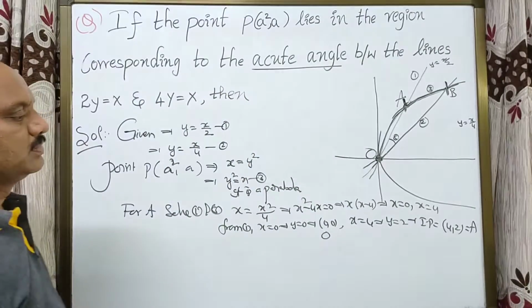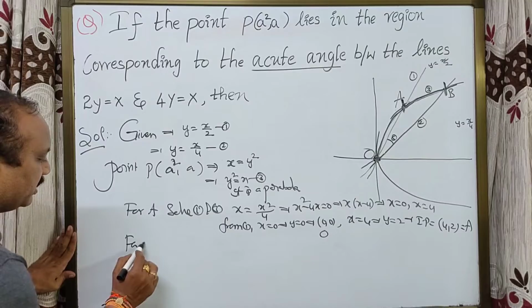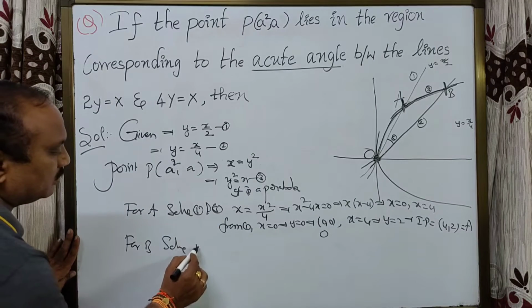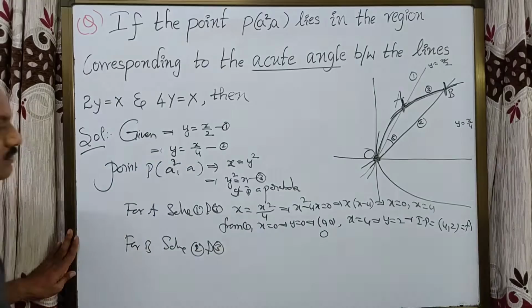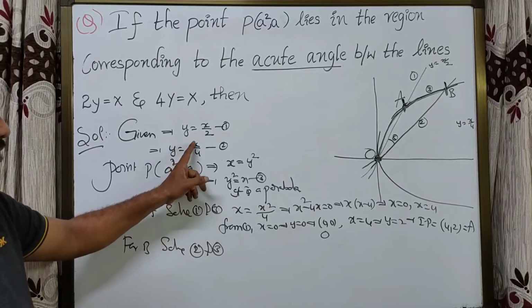Similarly, for B, solve 2 and 3. Line 2 is y equals x/4.